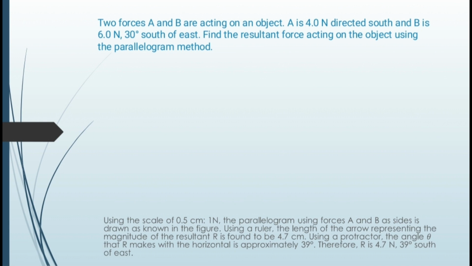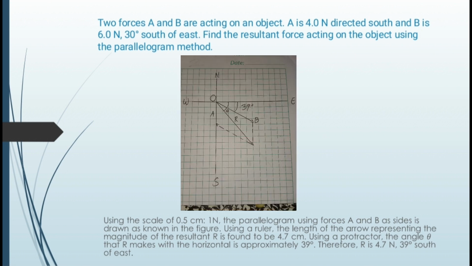Two forces A and B are acting on an object. A is 4 Newton directed south and B is 6 Newton 30 degrees south of east. Find the resultant force acting on the object using the parallelogram method. Solution. Using the scale of 0.5 cm is equal to 1 Newton, the parallelogram using forces A and B as sides is drawn as shown in the figure.